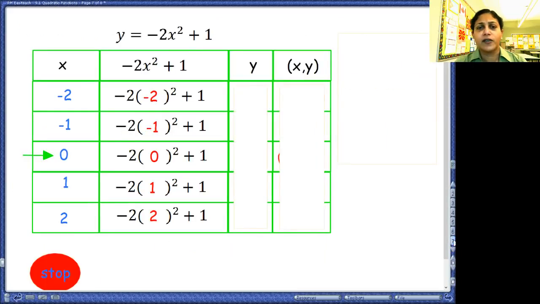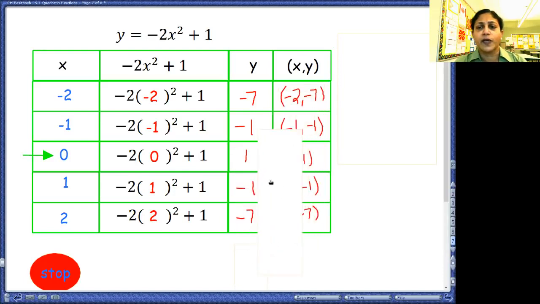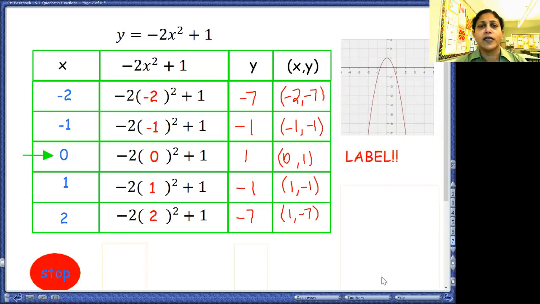If you did everything correctly, your y values are these numbers, your ordered pairs should be these numbers, and then you want to graph it and make sure you label the curve.